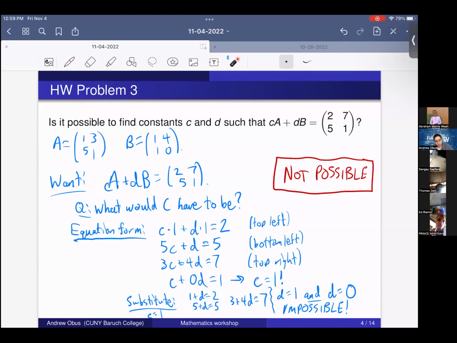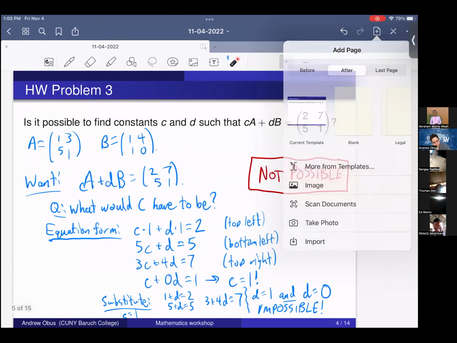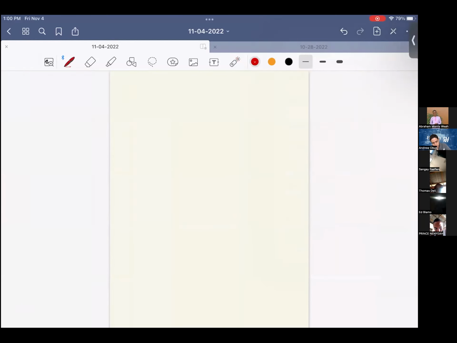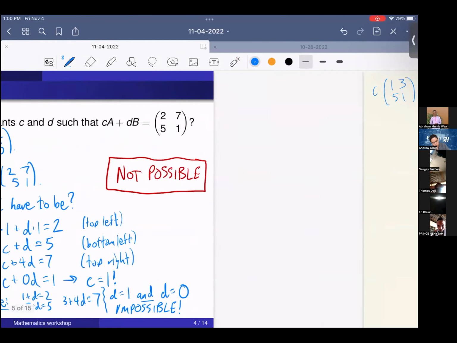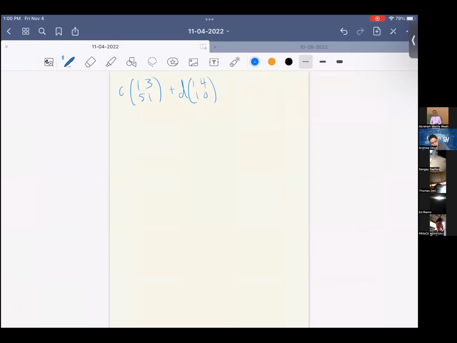So from the beginning here. What we're doing, right. So we have this equation, CA plus DB equals 2751. That looks like one equation, right? But it's really 4 different equations, because it's an equation in each position. Let me put it on a new sheet. So what we're really asking is C times 1351 plus D times 1410 equals 2751.